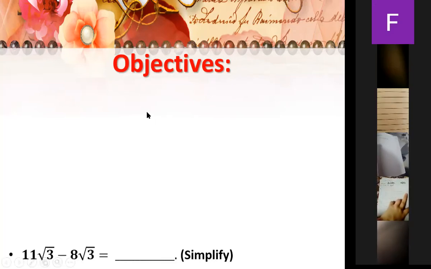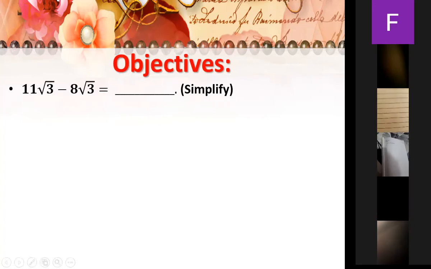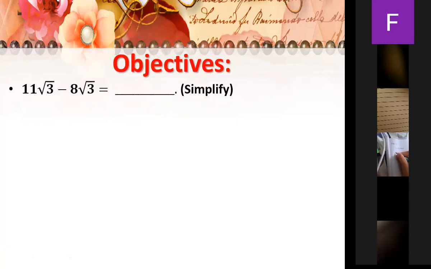Okay, now let's start. Number 1. 11 under root 3 minus 8 under root 3 is equals to dash. Simplify. 11 under root 3 minus 8 under root 3 is equals to dash, and you have to simplify it.